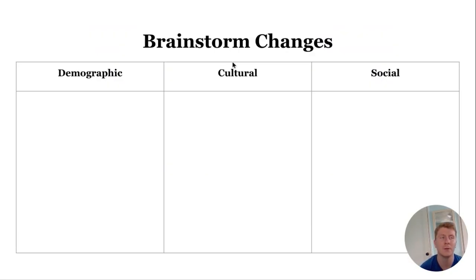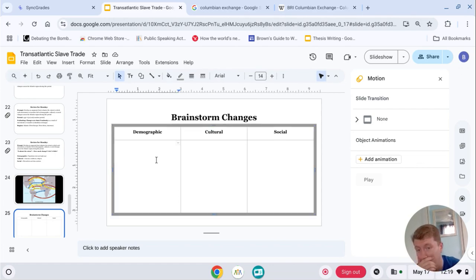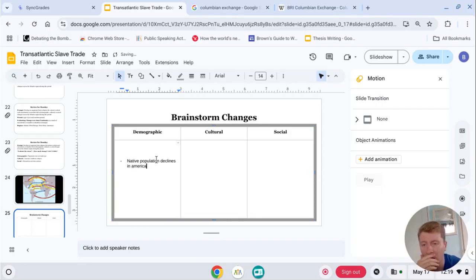So what I would do before I even write my thesis, like if I just got this prompt, let's say I didn't know it ahead of time and I just saw it before me, like on the AP test, I would brainstorm what I know about the changes in each of those categories. So I'll look at demographic, cultural, and social, and I'd start writing down, okay, what do I know? All right, population, so maybe I'll write something like native population declines in Americas. Then maybe I'll think, all right, cultural, I remember something about forced to convert to Christianity in Americas.